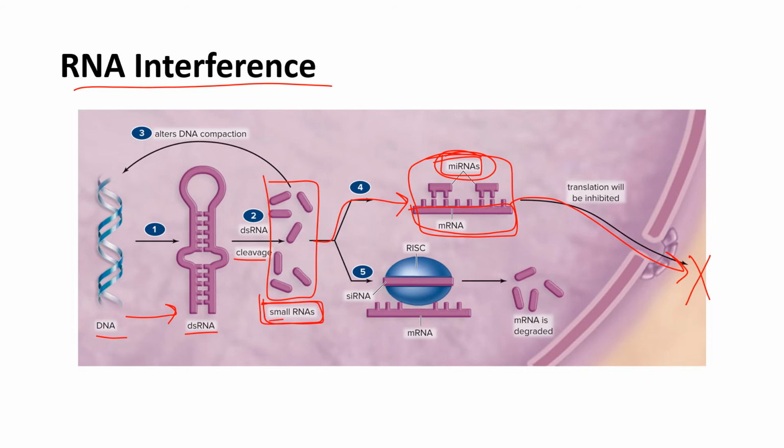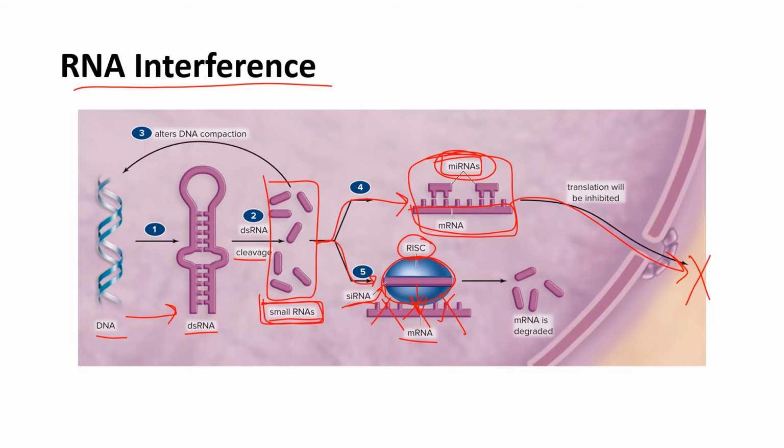The other way these small RNAs can prevent translation is by siRNAs. siRNAs are called small interfering RNAs, and they will bind together to form a complex called RISC. That RISC molecule is going to bind to the mRNA and degrade the mRNA.